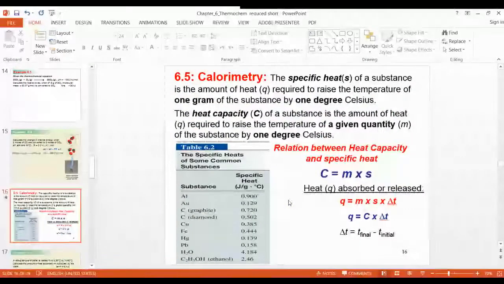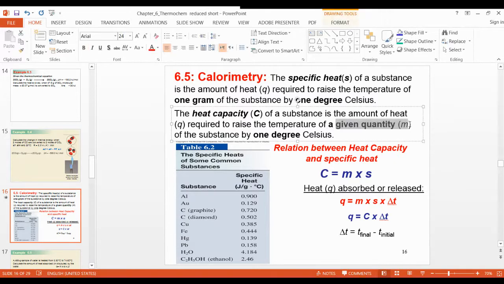Calorimetry, you know that calorimetry is simple: heat capacity is mass times specific heat, right? Specific heat and heat capacity, the difference I already explained in the lab. Heat capacity of a substance is the amount of heat required to raise the temperature of a given quantity, in moles, of a substance by 1 degree Celsius.